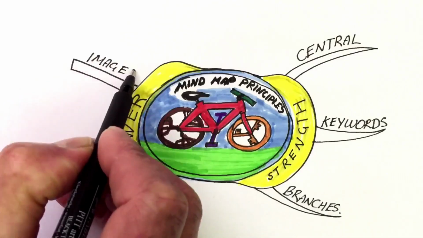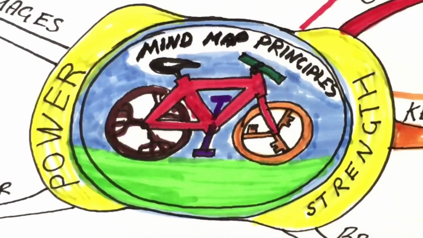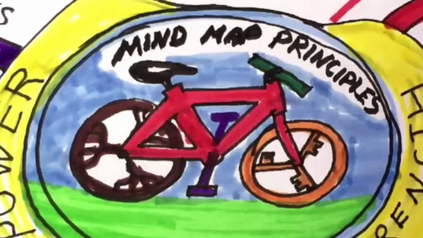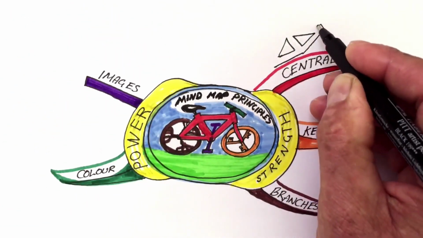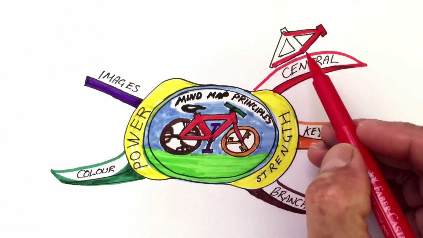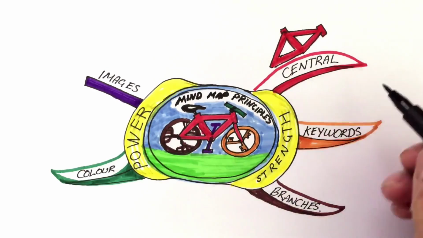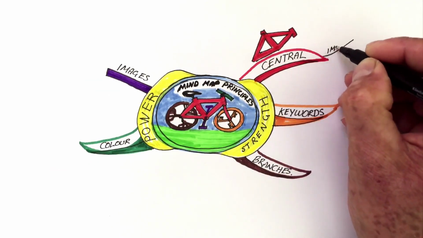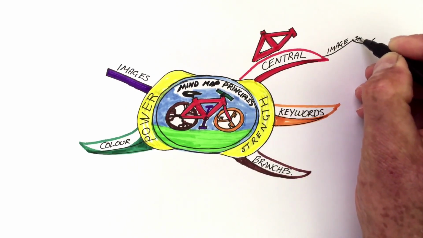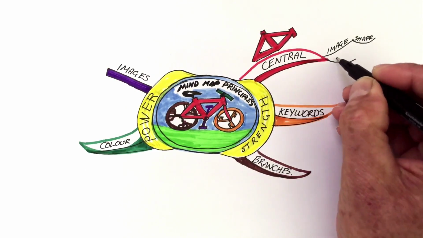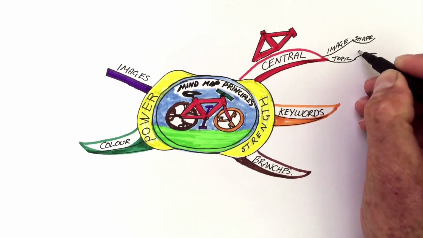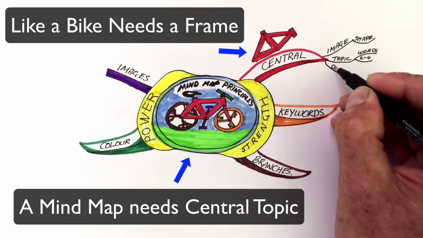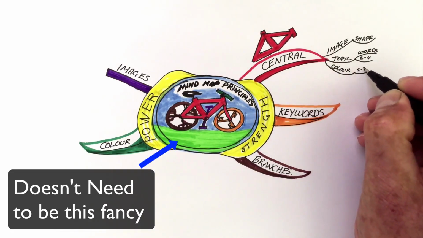I've got a little bike here, and I'm using the bike as a little image to understand mind mapping. You've got a bike with a bike frame. The bike frame is crucial to the bike, and so is a central image. It's crucial to your mind map, starting in the center of the page and having some sort of image or shape there with your topic written out, and ideally 2 or 3 colors unless it's a sketch map. So you've got your central image.